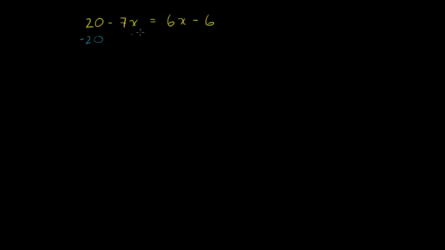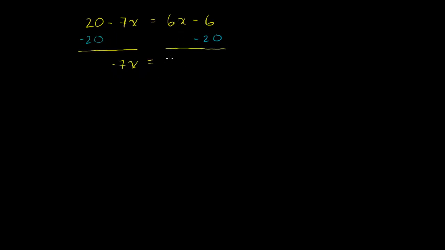So I subtracted 20 from the left. Let me also subtract 20 from the right. And so the left-hand side of the equation, 20 minus 20 is just 0. That was the whole point. They cancel out. Don't have to write it down. And then I have a negative 7x, just gets carried down. Negative 7x. And then that is equal to the right-hand side of the equation.